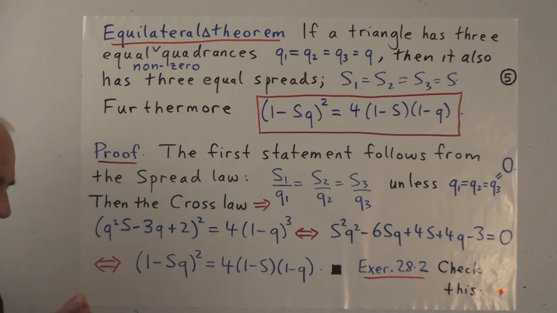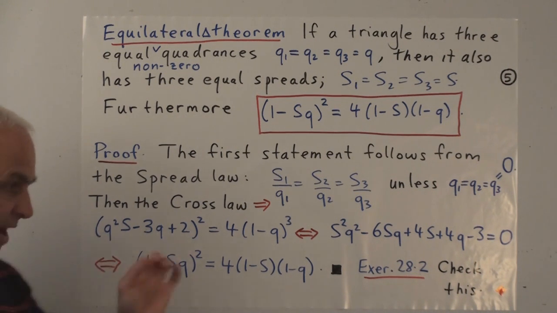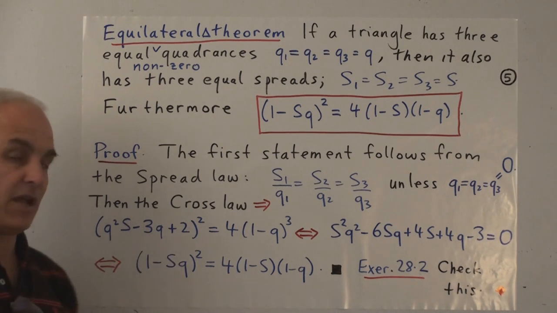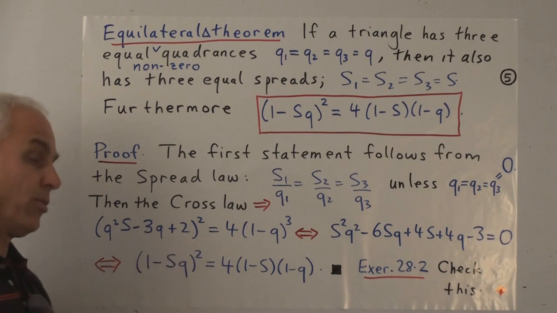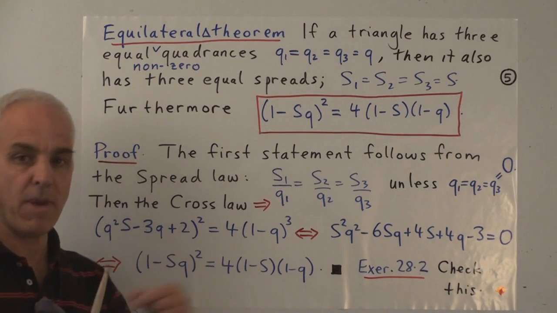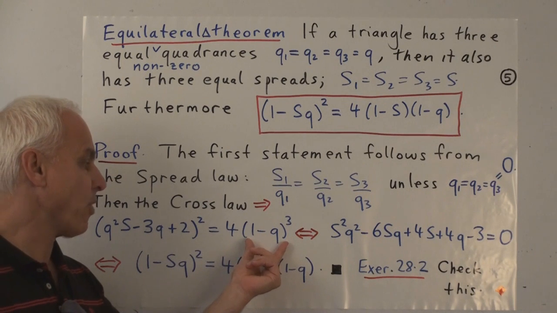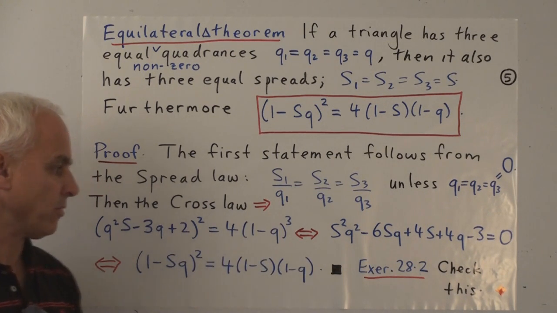The first term is Q1 times Q2 times S3, but all the quadrances are Q, all the spreads are S. So this is just Q squared times S. And then we have to subtract the 3 quadrances, but they're all equal, so we're just subtracting 3 times Q. Then we have to add 2 and square it. And we get 4 times the product of the 1 minus Q's. And there are 3 equal such products, so we're getting 4 times 1 minus Q all cubed.